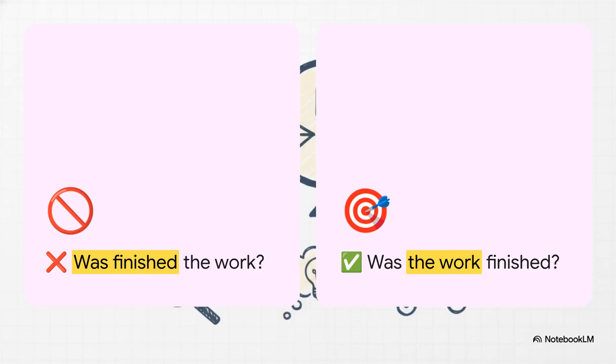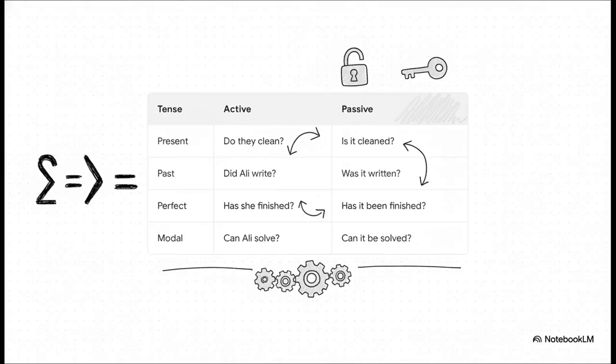Remember the rule, the newly swapped subject, in this case the work, must sit exactly between your auxiliary be verb and your v3 past participle. Was the work finished is the absolutely only correct structure. Think of this summary table as your ultimate cheat sheet. It visually proves everything we've talked about today.